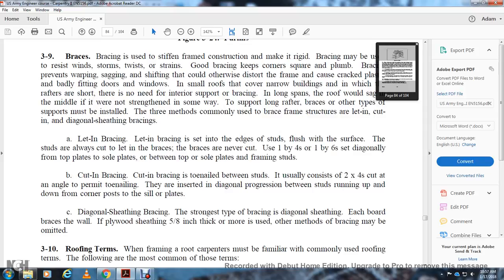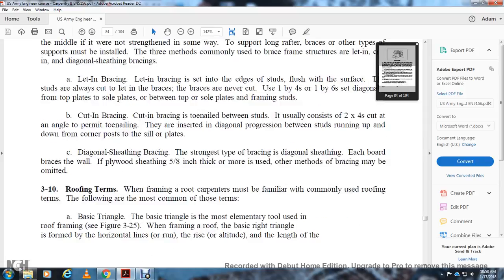Diagonal sheeting is the strongest type of bracing. Each board braces the wall, along with plywood sheeting 5/8 inch thick or more. Other methods of bracing may then be omitted.